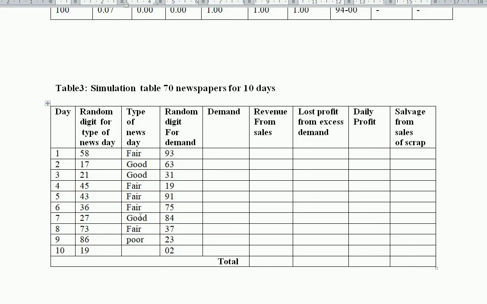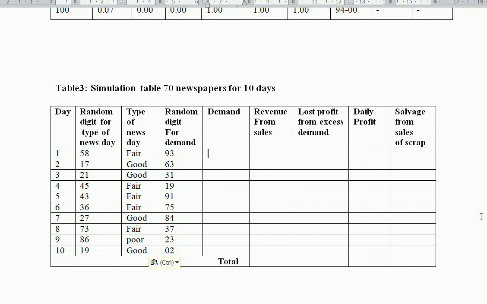Next is 19. 19 lies in a good type, so here it is good. Now we have to see the demand here.